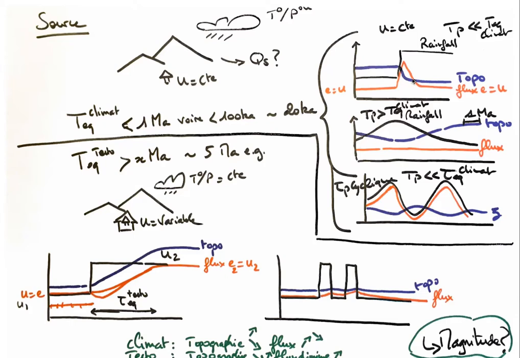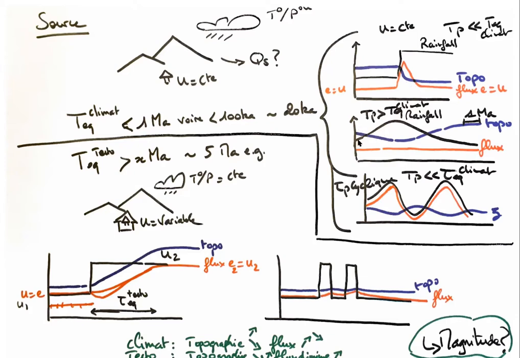Here, it decreased. Okay, if I have an increase in climate, topography goes down, flux goes up transiently. There is a long-term perturbation of climate. And this is, for me, I still have troubles with that, but this is to some extent counterintuitive.